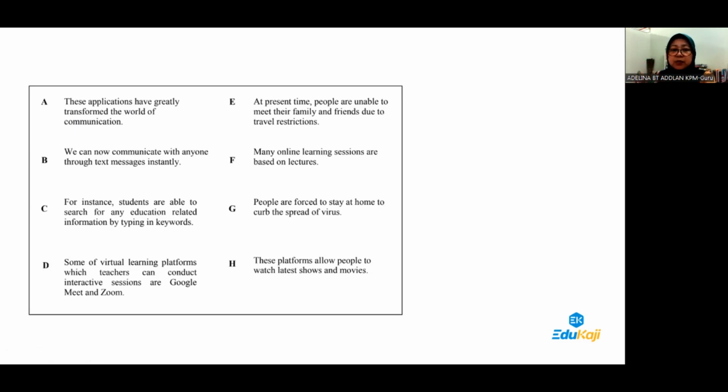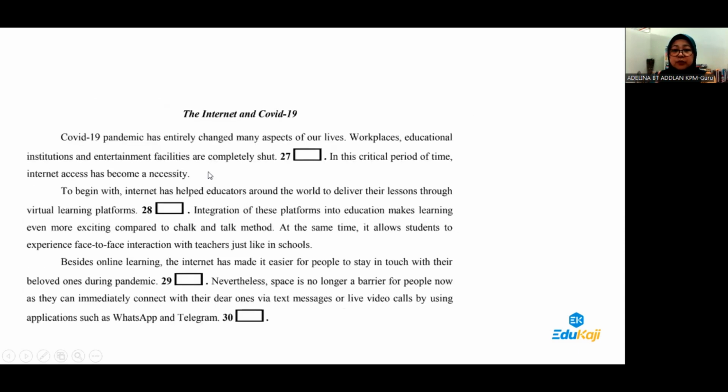The internet is being widely used. Students are able to search for any education. This is also not yet, because it was not even mentioned yet about any students. What else? Some are virtual learning platforms. Did the first paragraph mention virtual learning? No. Platforms are only mentioned in the second paragraph.